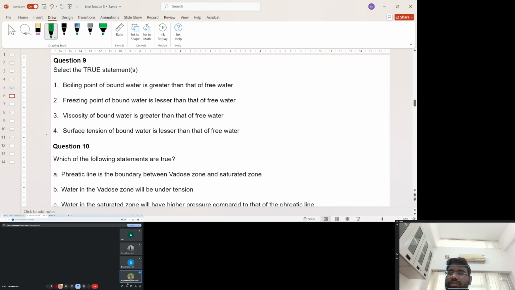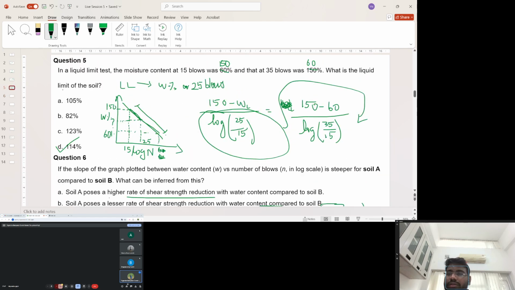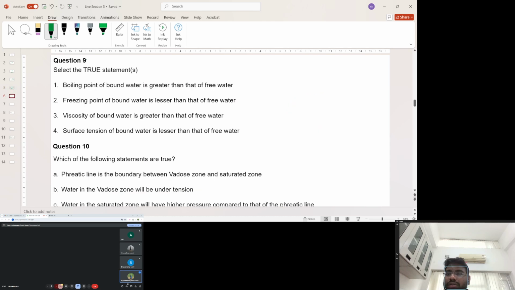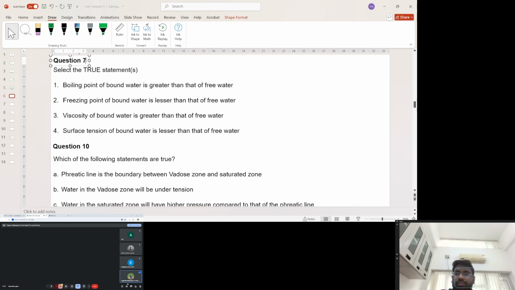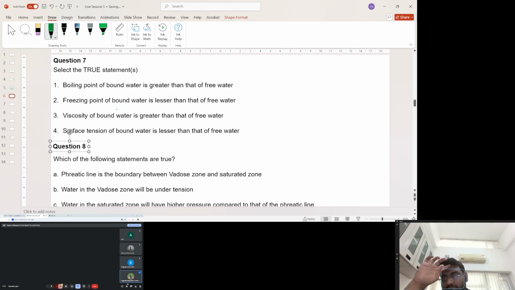Moving to the next question. So moving to the next question. Boiling point of bound water is greater than that of free water. Select the true statement or statements. So it has a multi-correct option. Boiling point of bound water is greater than that of free water.